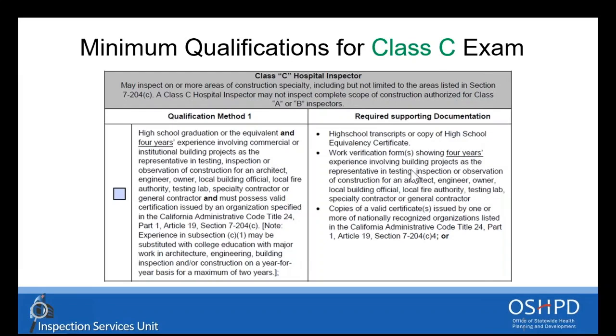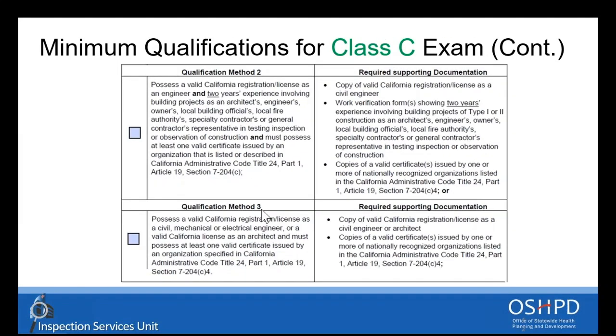You could be the representative of doing testing or observation of any of these parties, participants. So just keep in mind that for Class A and B, you must be doing inspections. Like for Class C, you could be an observer, or you could be the person that's conducting some test. And again, there are 2 other methods to get into Class C.